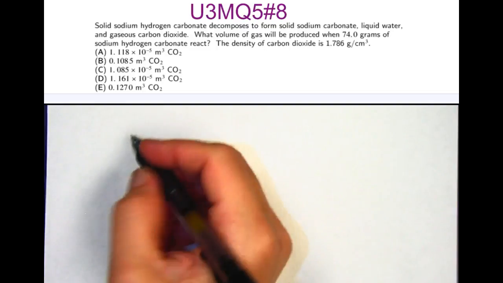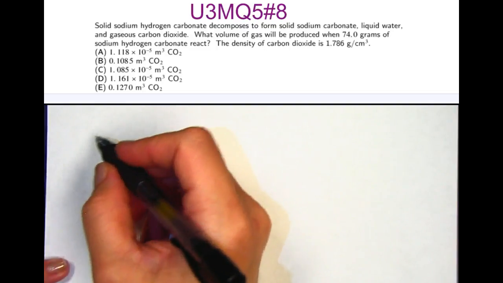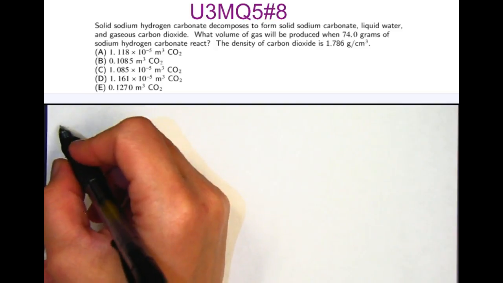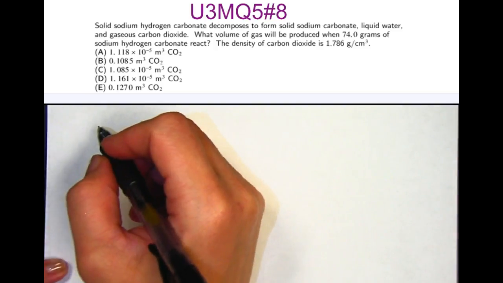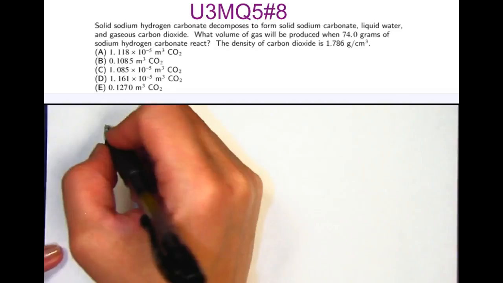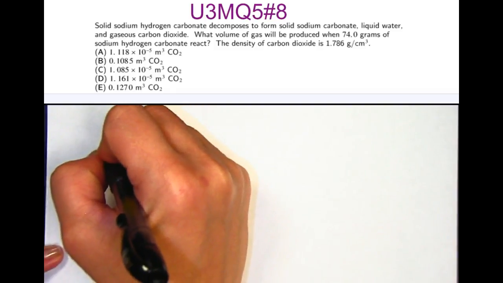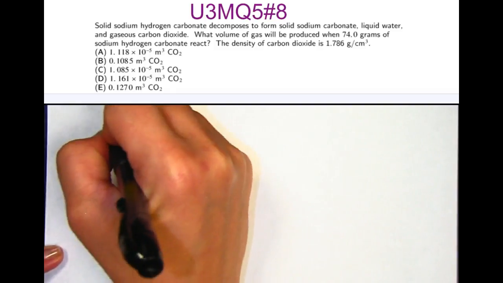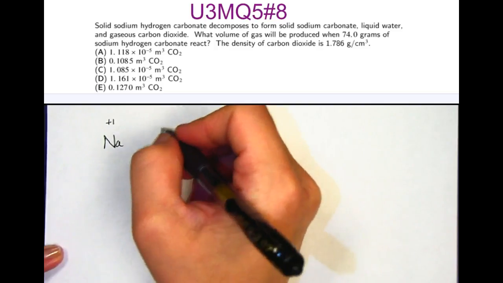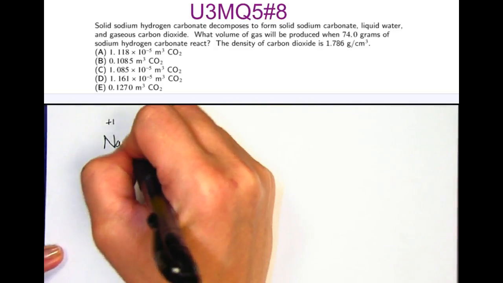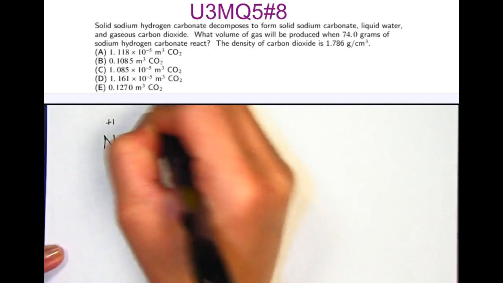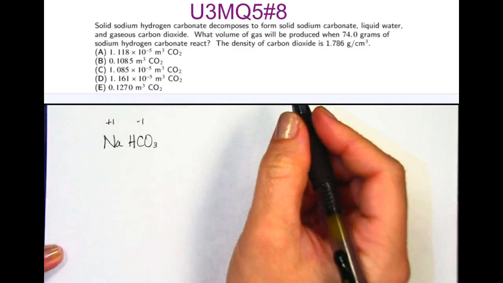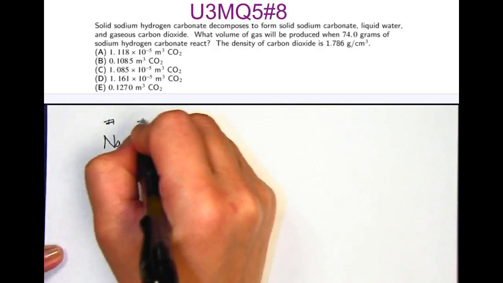Solid sodium hydrogen carbonate decomposes to form solid sodium carbonate, liquid water, and gaseous carbon dioxide. So we need to write the balanced equation first. Sodium hydrogen carbonate: sodium is Na, which has a +1 charge, and hydrogen carbonate is a polyatomic ion, HCO3, which has an overall -1 charge.